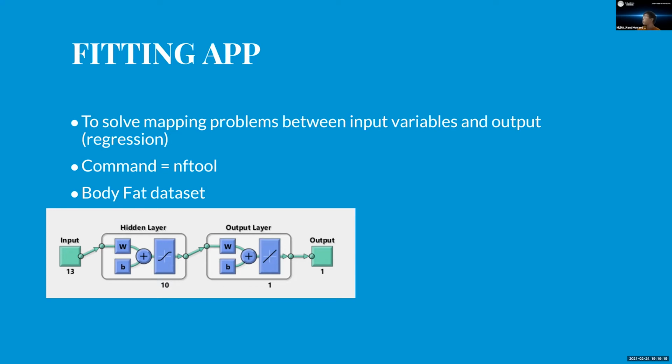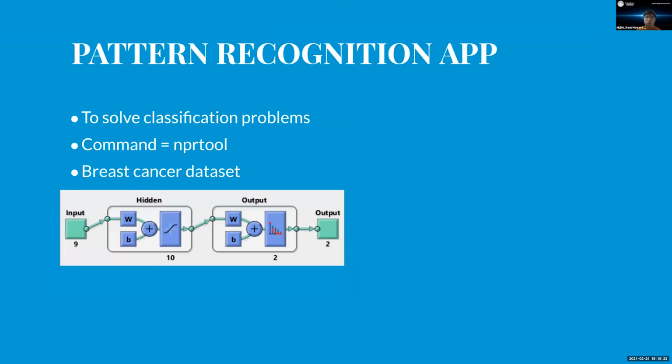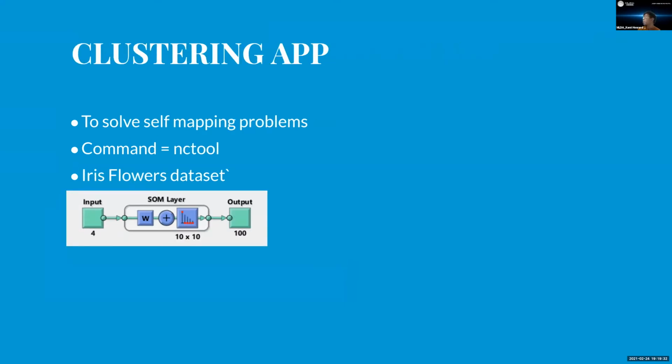So I'll show you the dataset later, but I'll move on to the second app. Pattern recognition is to solve a classification problem. We'll be using the breast cancer dataset later, and then we have the clustering app to cluster. So clustering is the most different here.